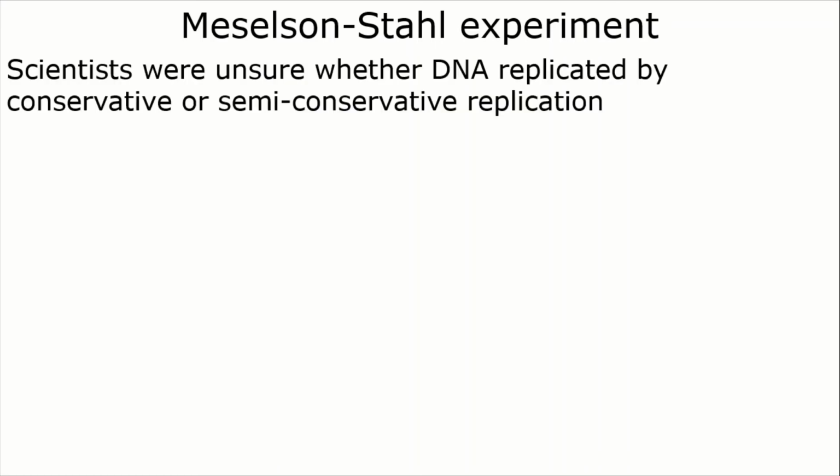So on to the final part of today's video. We're going to be talking about something called the Meselson-Stahl experiment. So once Watson and Crick discovered their model of the DNA double helix, scientists then went on to try and discover how DNA replicated. And they came up with 2 theories, and these were known as conservative replication and semi-conservative replication.